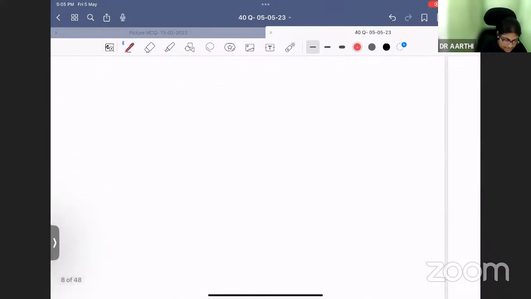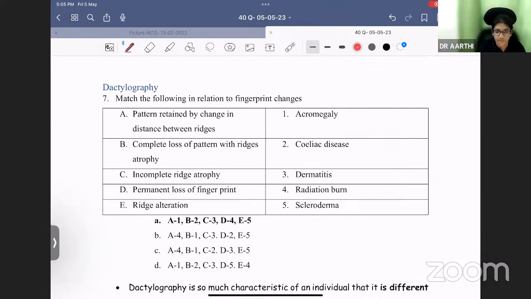Okay, next, dactylography. We have discussed this before also, but now let's revise through it one quick time. Pattern retained with change in distance between ridges: the pattern of the fingerprint is retained, but the distance between the ridges changes. Where is it seen? Acromegaly, right? In acromegaly, the distance between the ridges is slightly increased. Okay, the next, complete loss of pattern with ridge atrophy, celiac disease.